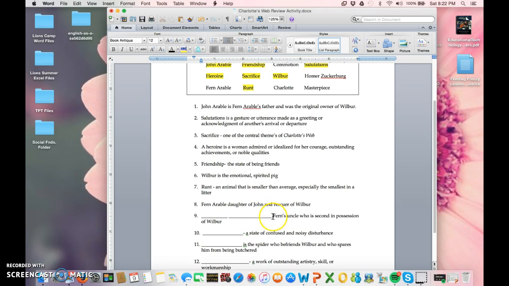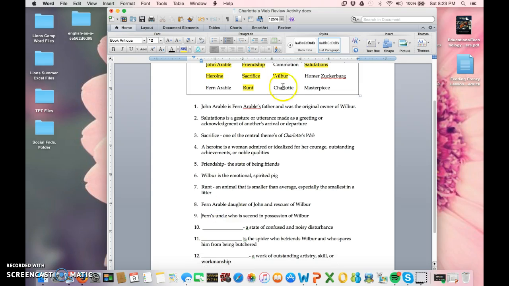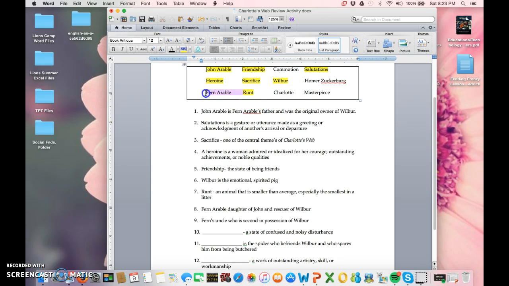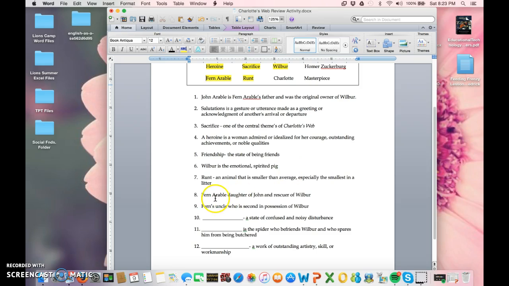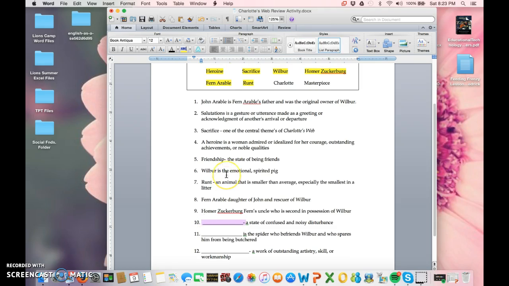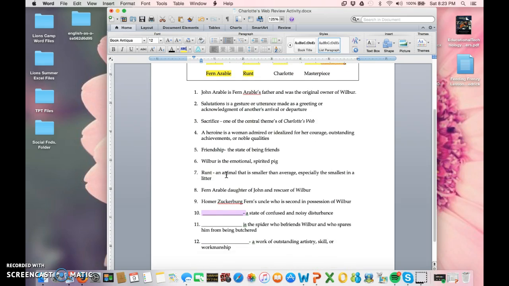Okay. Number 9. Blank is Fern's uncle who is second in possession of Wilbur. Homer Zuckerberg. Correct. Okay. And we're almost done. Okay. Number 10. Blank is a state of confused and noisy disturbance. Let me see. Commotion. Correct.